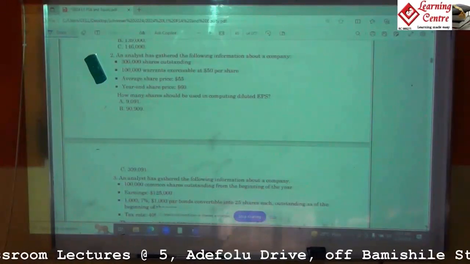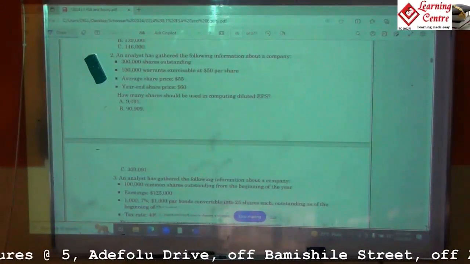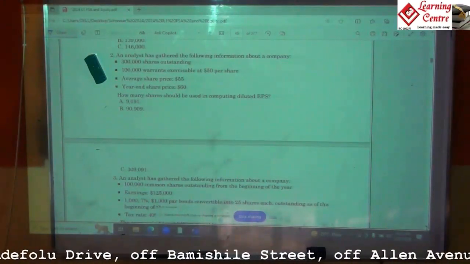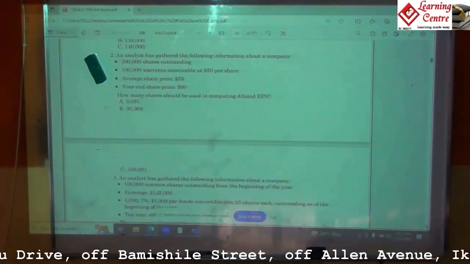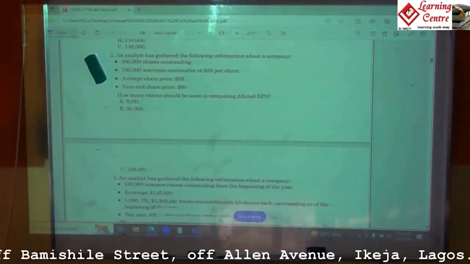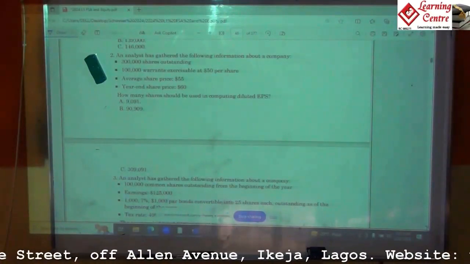An analyst has gathered the following information about the company: 300,000 shares outstanding, 100,000 warrants exercisable at 50, an average market price of 55, and a year-end share price of 60. How many shares should be used in computing the diluted earnings per share?